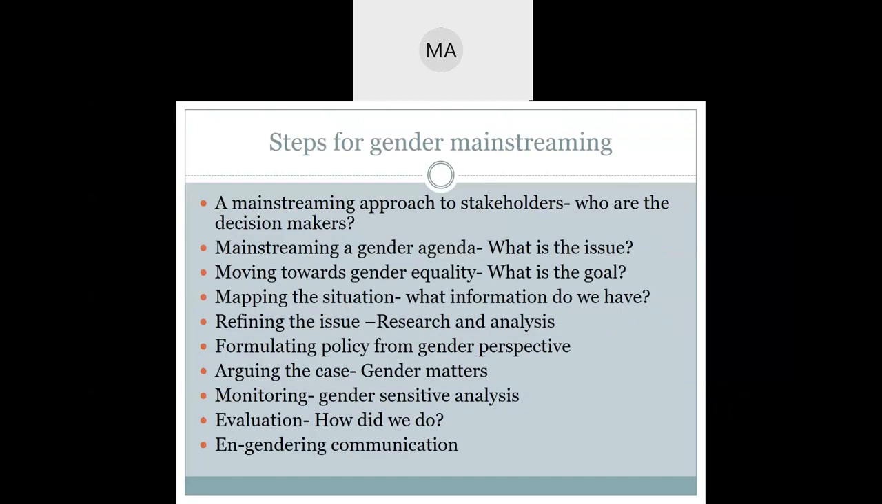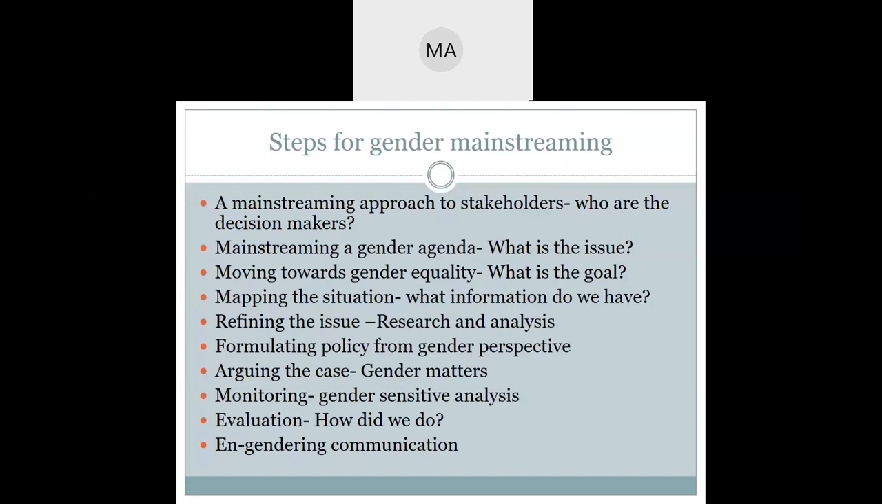So who are the decision makers when we are thinking about gender mainstreaming? Always we have to think about who the decision makers are, and how to make decision making equally shared between male and female. And mainstreaming as an agenda, what is it? What gap did we identify, and what available gaps do we need to address? We have to set a goal and work toward achieving that goal.